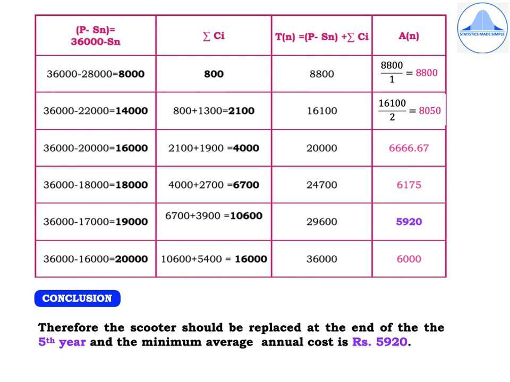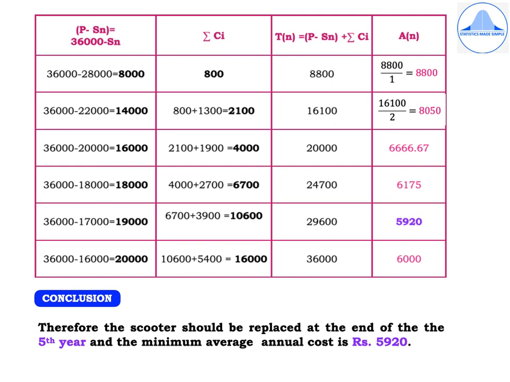Forming a table with 4 columns. The first column being P minus Sn. In this case, it will be 36,000 minus Sn. So the values are 36,000 minus 28,000 is 8,000. 36,000 minus 22,000 is 14,000. Do the calculations in a similar way, and the remaining values are 16,000, 18,000, 19,000, and 20,000.